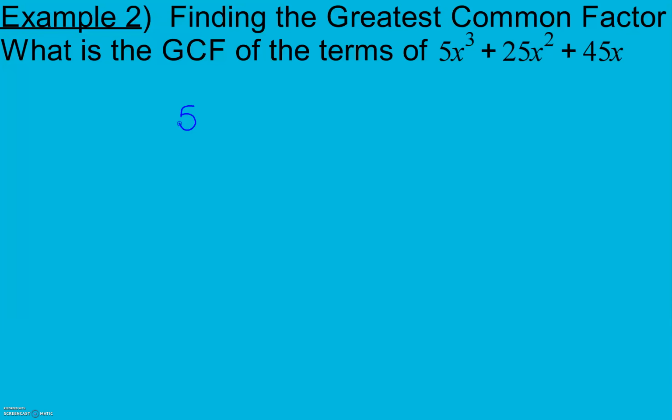So I'm going to make a 5 column here. And then I have 3 x's. So I'm going to write those out. X, x, and x. That's one row. Now 25, factor tree here is 5 times 5. So its prime factors are 5 times x squared, or x times x.